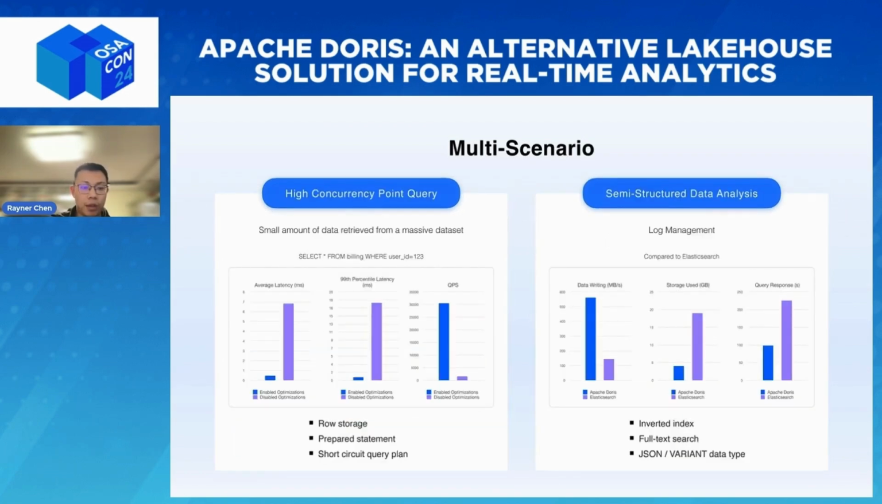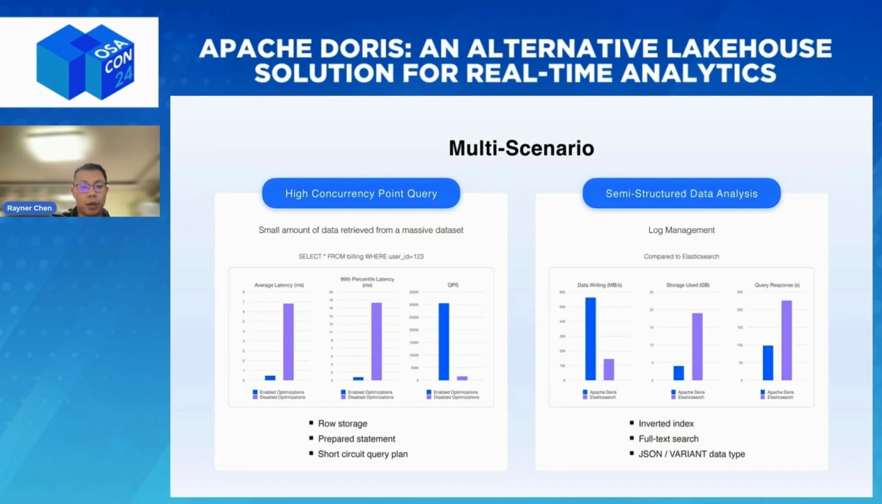The other two scenarios are high concurrency point query and semi-structured data analysis. A point query refers to the scenario where a small amount of data needs to be precisely retrieved from a massive data set with a very high number of concurrent requests, such as select star from a billing table where user ID equals 123. This is more like a get operation from a key value system.